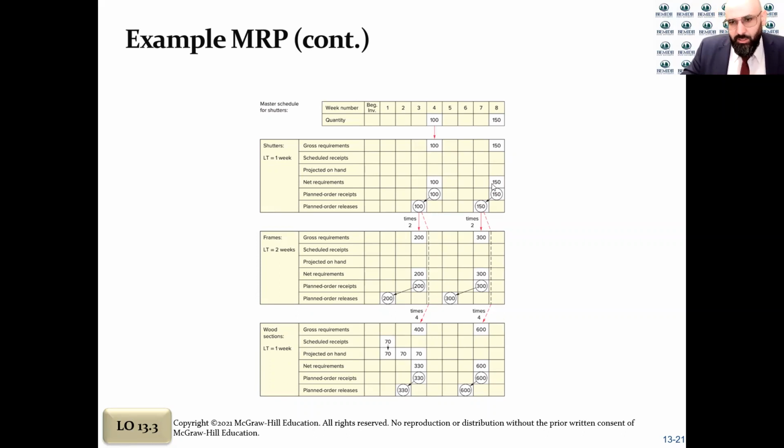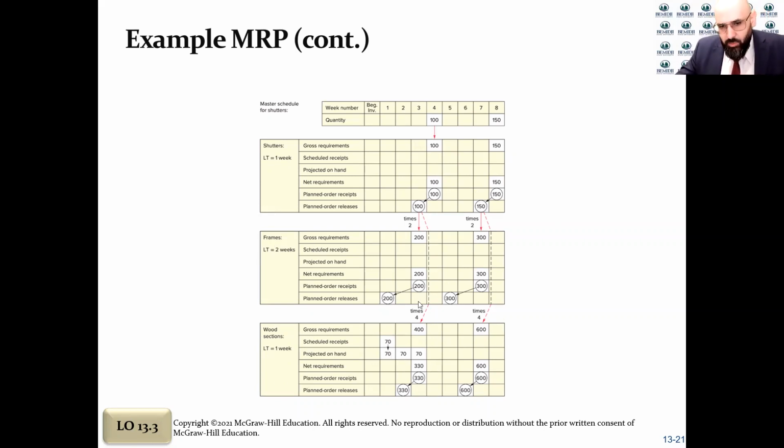Same thing for the 150 here. We need the 150 in week 8, and we know that it will take us 1 week to work on that. So we have to start working on it on week 7. However, that's the parent. Now let's move on to the children, which is the frames and the wood sections.